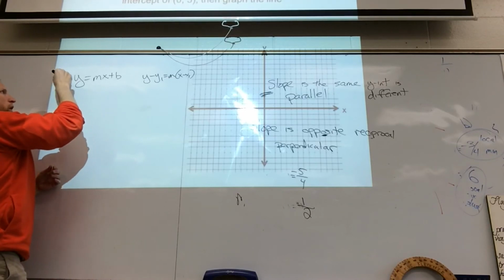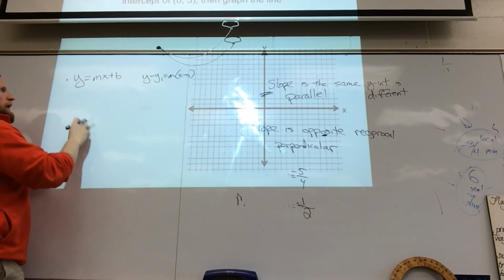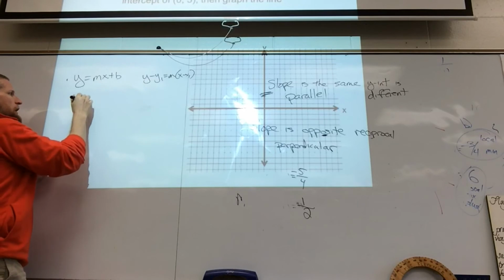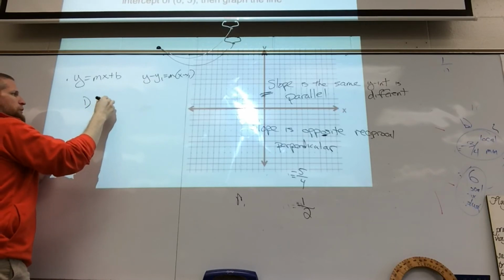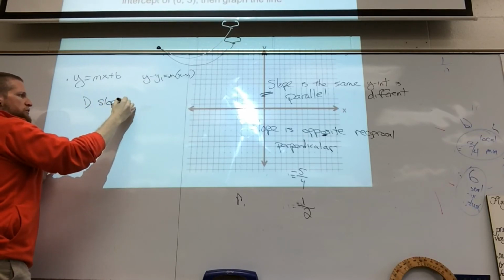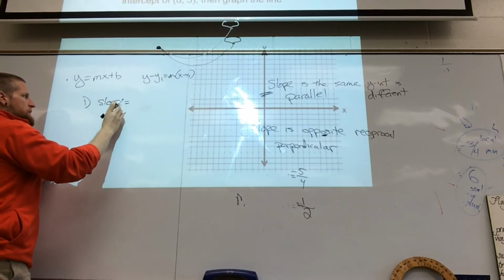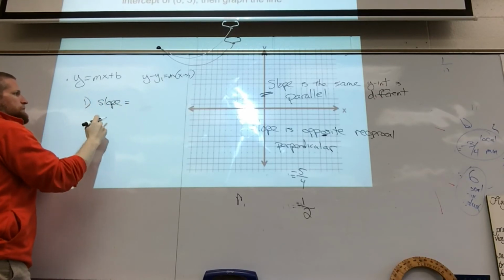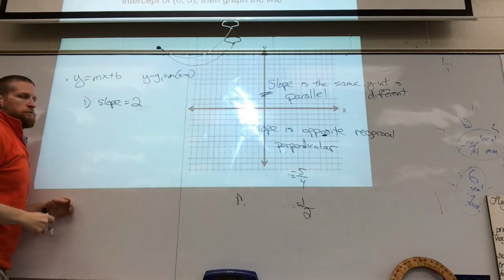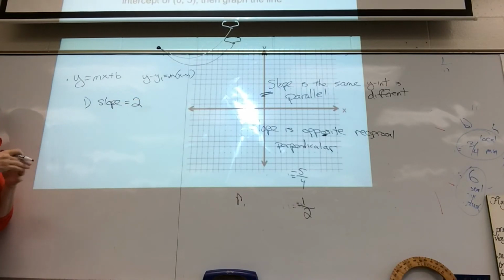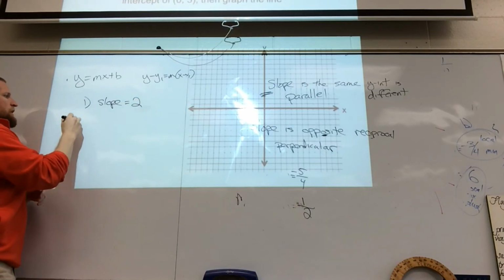After I see what I'm aiming for, this is my equation of line, I'm working towards one of these two. Step 1 would be, I need to know what the slope is. Did they tell you what the slope is here? What is it? 2? Fine. Step 1 done. I didn't have to do any work. They told me what it was.